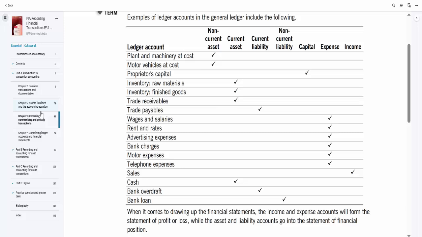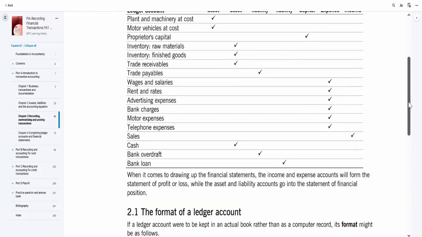In summary, posting means transferring transactions from the journal to the ledger. The chart categorizes each type of ledger account, helping us understand where specific transactions should be recorded. Knowing the difference between assets, liabilities, income, expenses, and capital ensures accurate bookkeeping. By mastering these concepts, you'll be ready to record and summarize transactions properly in the general ledger.